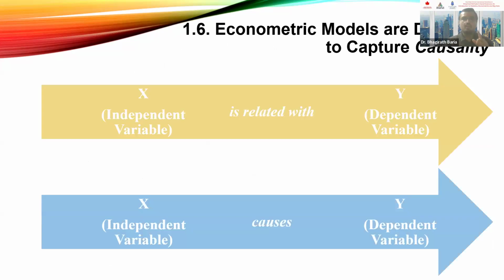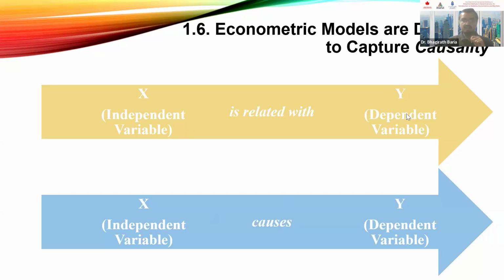All you can do is capture the past. You can take the past data, and then from that past data, you can use econometrics and try to capture causality. Yeah, you try to capture causality by looking at how X and Y are related. Okay, so that's correlation. You also, using econometrics, capture how X causes Y.